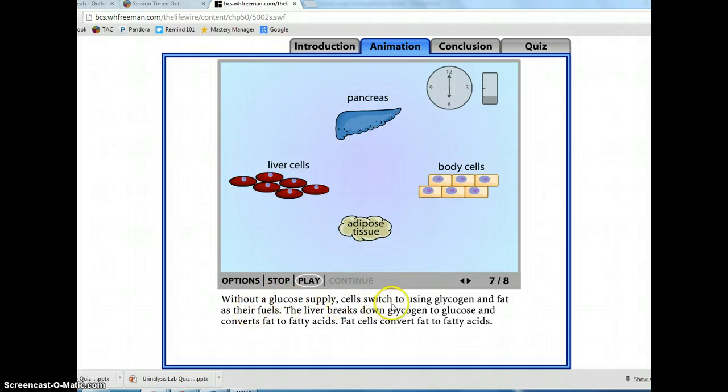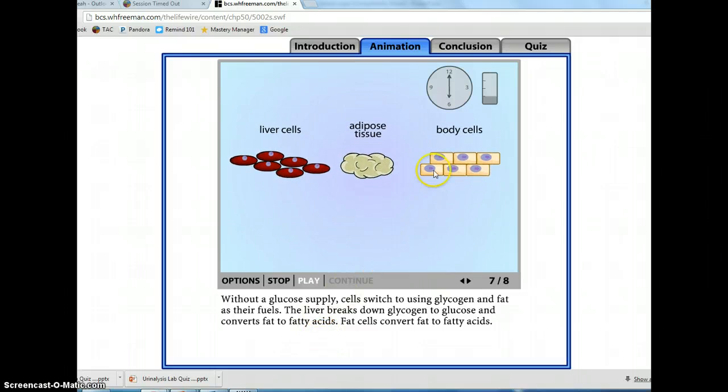Without a glucose supply, cells switch to using glycogen and fat as their fuels. The liver breaks down glycogen to glucose, so glycogen can now be used to supply glucose to your blood, and converts fat to fatty acids. Fat cells can convert fat to fatty acids, but you're more concerned about the glycogen going to glucose. So glycogen can now be broken down to make glucose, which can be released into your blood. You don't have to worry about the fat or fatty acids for our purposes.